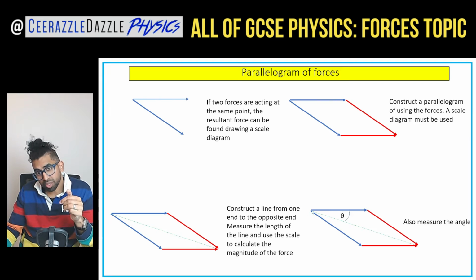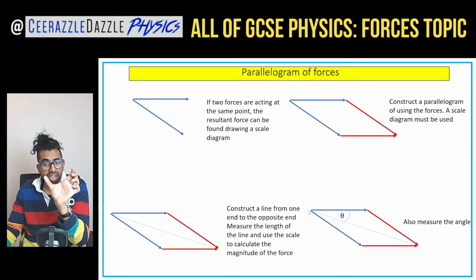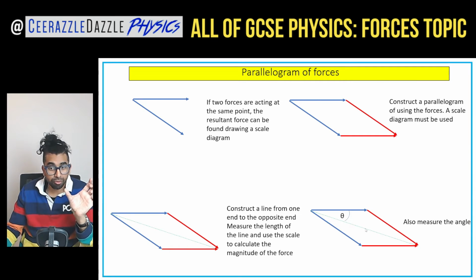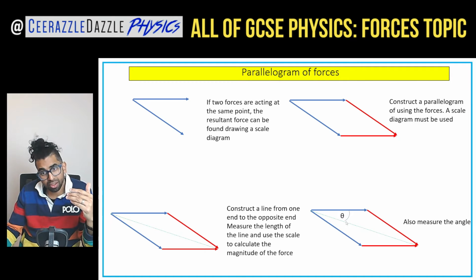So when you're drawing this, once you've constructed the parallelogram, then you've drawn the resultant force in between. Then you measure the length of the resultant force, and from here you can work out the value of the resultant force, obviously using your scale. And you may be asked for the direction. You simply have to measure the angle with a protractor and also quote it.